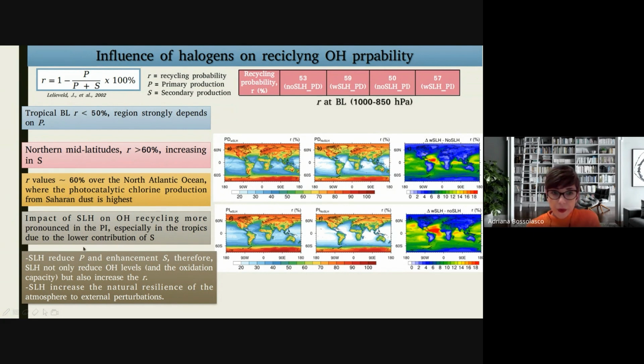So on one side, SLH decreased the OH level, but also enhanced the secondary production of OH. So at some point, SLH increased the natural resilience of the atmosphere to external perturbations.